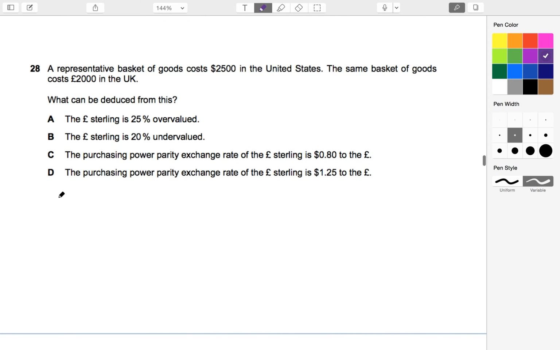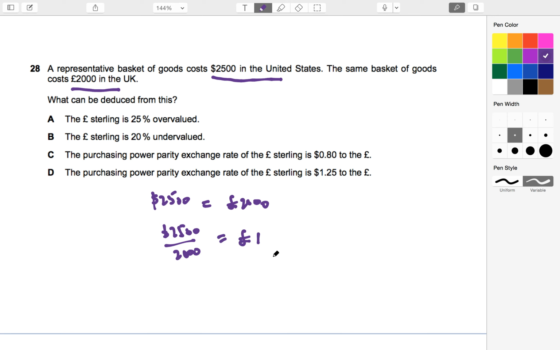Next is 28, which says the representative basket of goods costs $2,500 in the US. The same basket of goods costs 2,000 pounds in the UK. So $2,500 is equal to 2,000 pounds. If I do the math, 2,500 over 2,000 is equal to 1 pound, or 1 pound is equal to $1.25. In other words, this is how much it should cost.